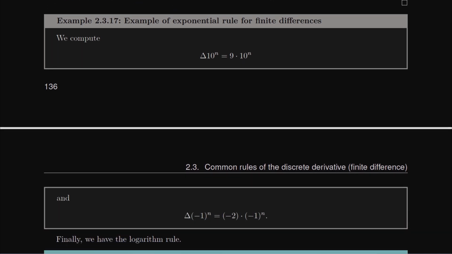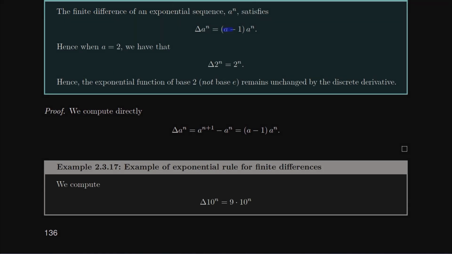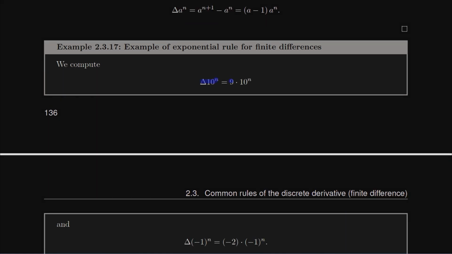A couple nice examples of this exponential rule for finite differences. Of course, if I take base 10 and I jump back up to what does the rule say? The rule just says take your base and subtract 1 from it. That's the new coefficient you get. The rest of the powers remain. And so here I'm taking the finite difference of 10 to the n. I'm going to end up with 10 minus 1, which is 9. And then the rest of the powers remain.